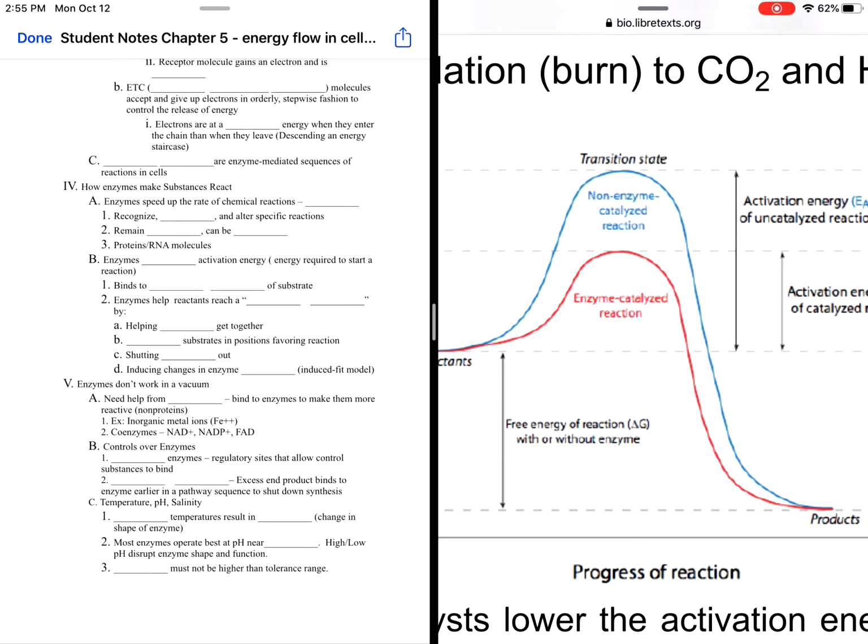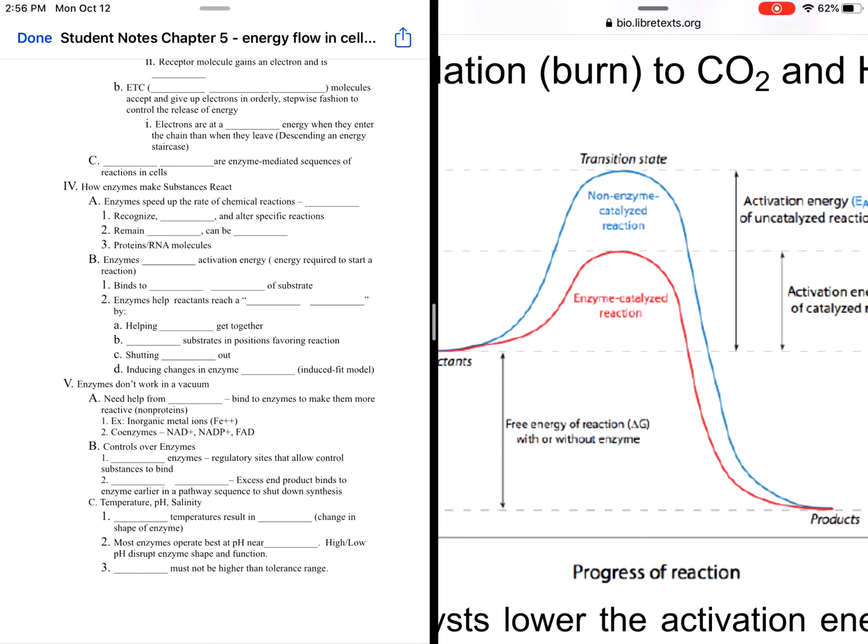So they only allow the water in that needs to be in, or allow no water in, depending on what kind of reaction is going on. And it also induces changes in enzyme shape, so the induced fit model. Sometimes when a substrate bonds to it, the enzyme will change shape to allow another substrate to bond to it. So enzymes will cause these things to happen in order for the reaction to take place.